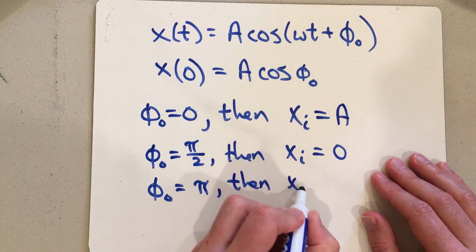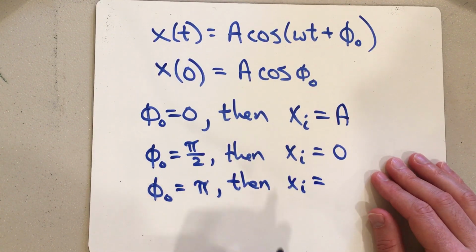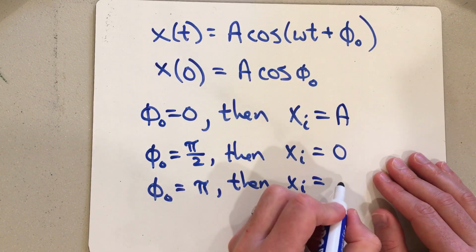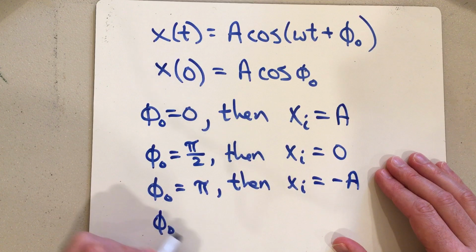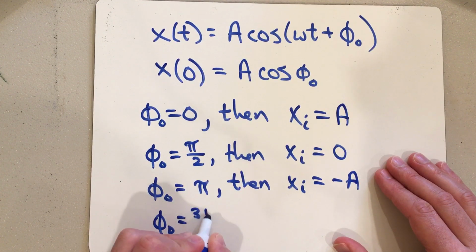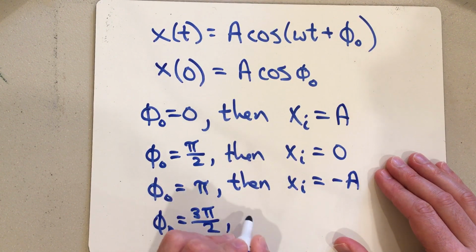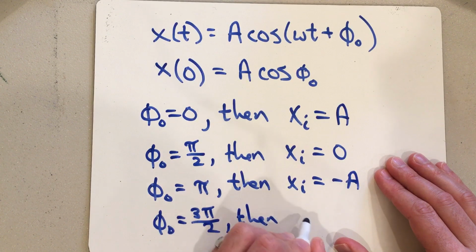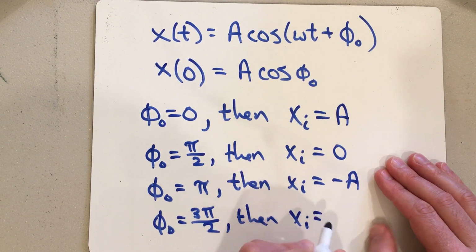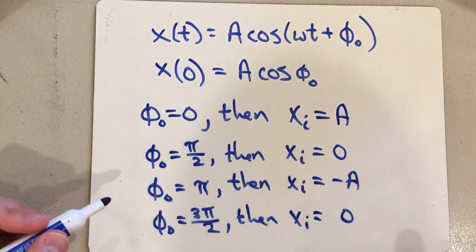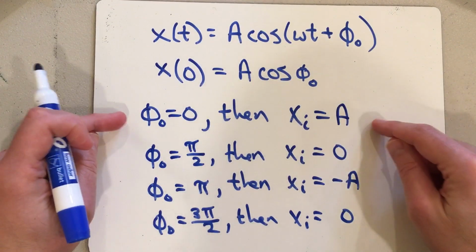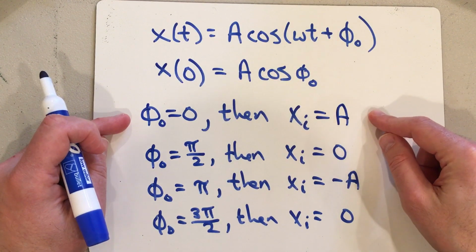then the initial position, the cosine of pi is -1, so the initial position is -A. And if the phase shift is 3 pi over 2, then the initial position is 0. Cosine of 3 pi over 2 is 0. I could do 2 pi, but 2 pi just starts the cycle over again, right? So then I'd just be back to here.